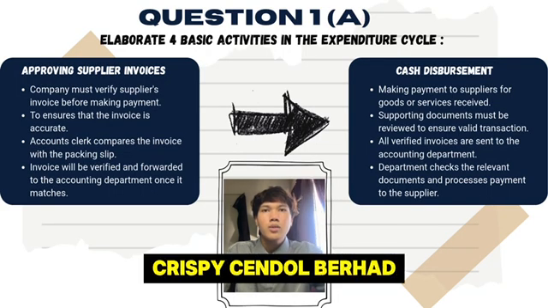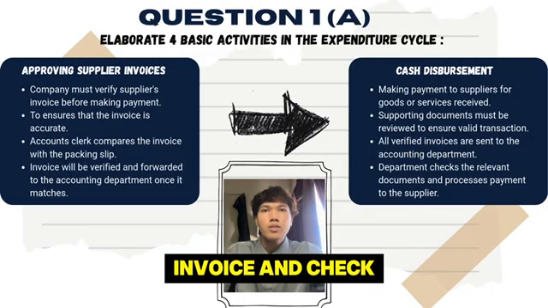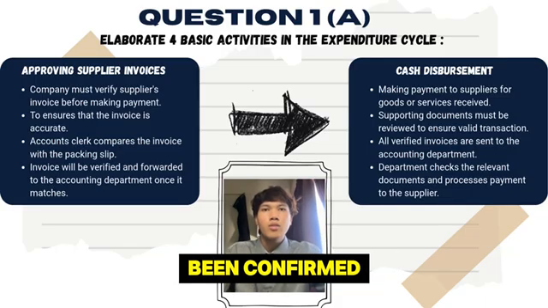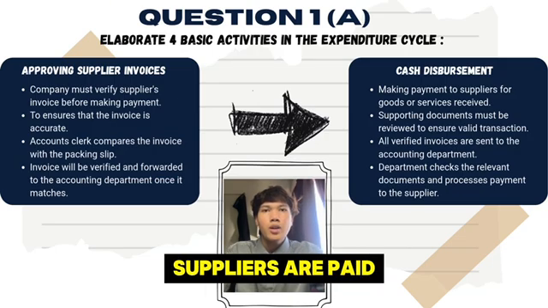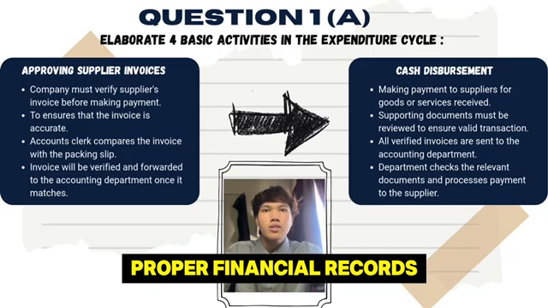In the case of Sedap Crispy Sendirian Berhad, the accounting department received the verified invoice and checked all the relevant documents before authorizing any payment. Once everything has been confirmed, payment is made to the supplier. This will help to ensure that suppliers are paid accurately and on time while maintaining proper financial records.